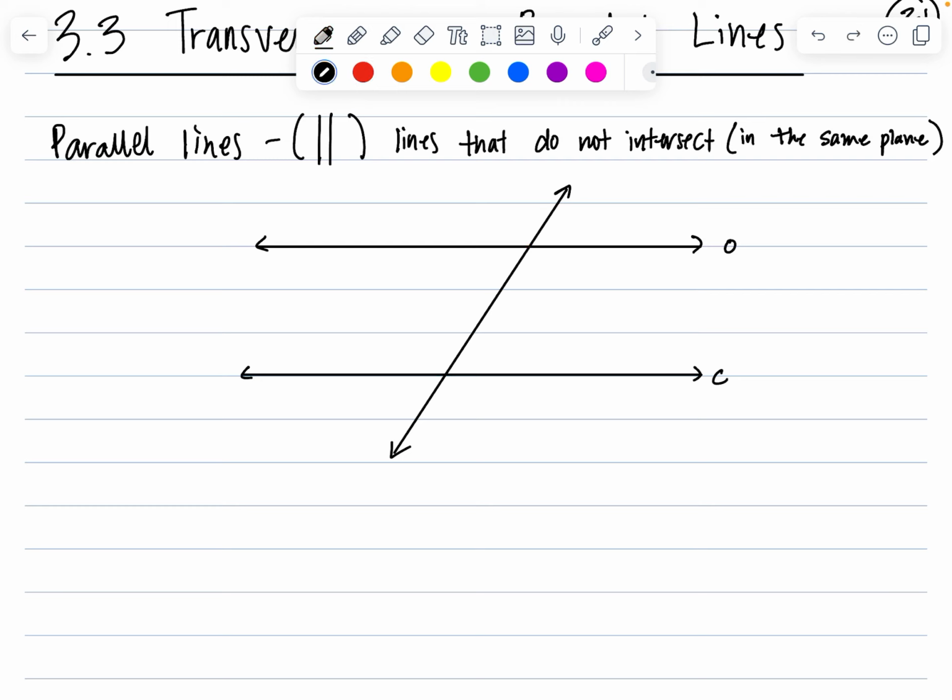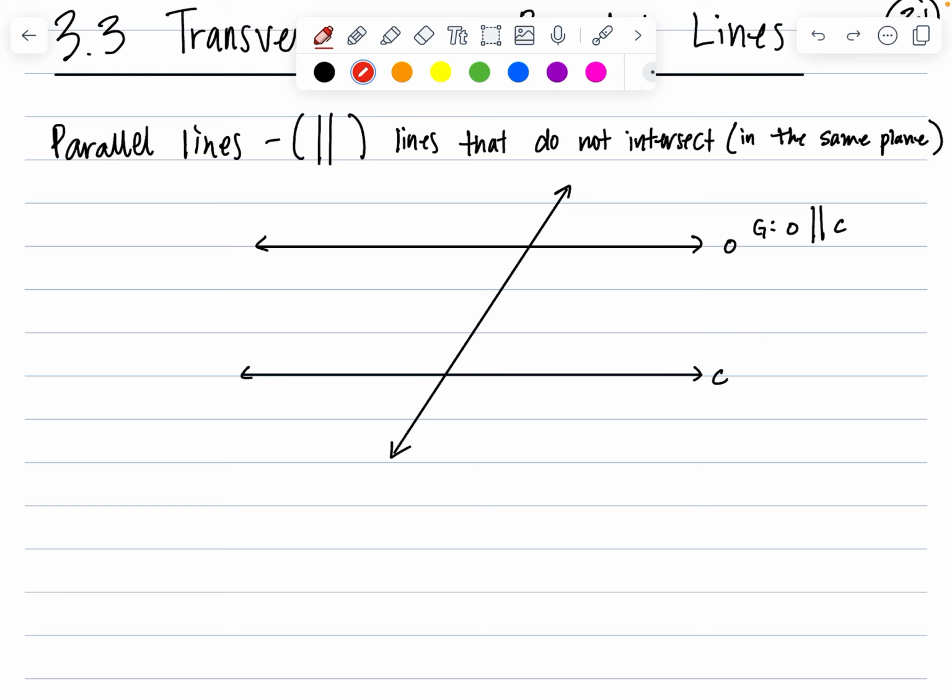And here we could say that O is parallel to C, because those are the names of the lines, right? What's also important to note is this. When we have this piece of information, if this was, let's say, a given, I'm going to put G here, given O is parallel to C, then we should mark these two lines.